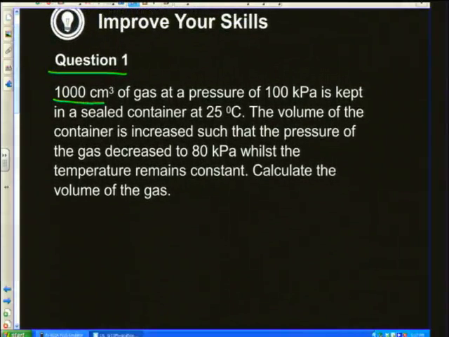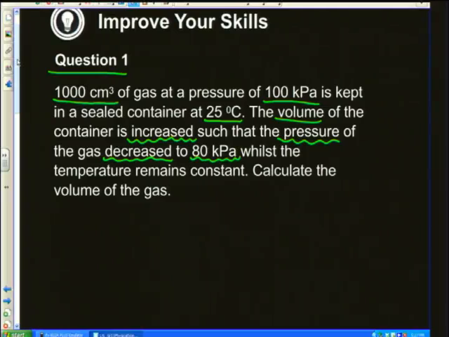It says 1,000 cubic centimeters of gas at a pressure of 100 kilopascals is kept in a sealed container at 25 degrees Celsius. It continues to say the volume of the container is increased. So volume is one of those quantities that is fiddled with here, such that the pressure of the gas decreased to 80 kilopascals.